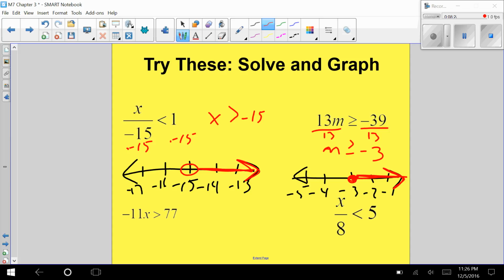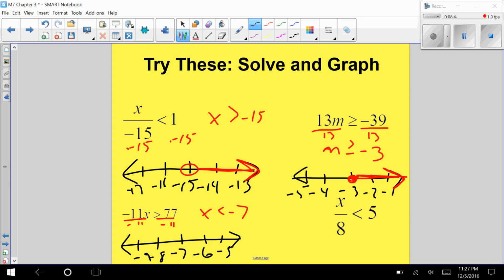For negative 11x is greater than 77, divide both sides by negative 11. You get x is less than negative 7. Draw our number line. Get an open circle at negative 7, arrow to the left.